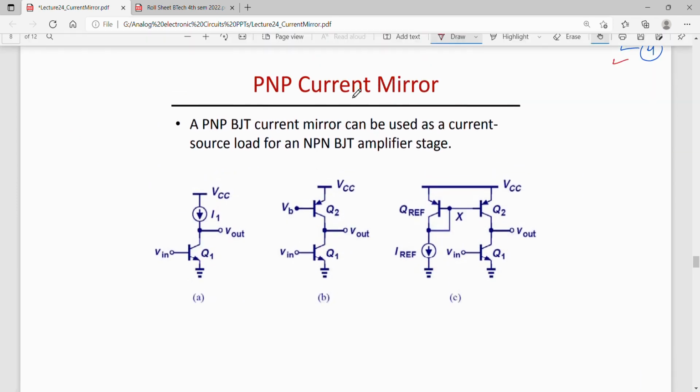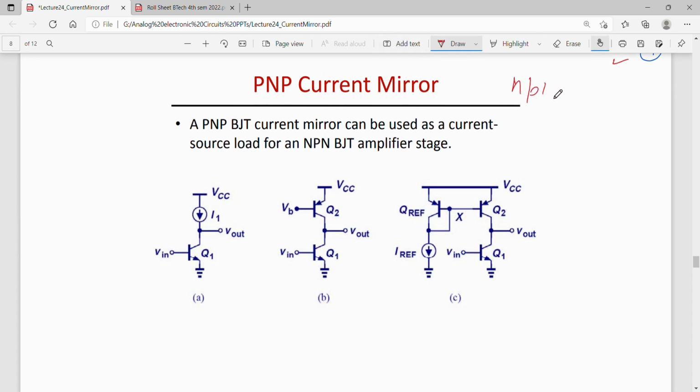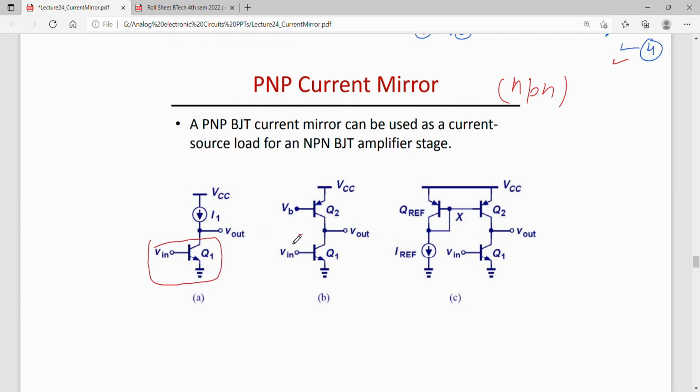Okay. So far we had seen NPN based current mirror. So similarly, PNP based current mirrors are also possible. In fact, in a common emitter configuration, for example, this or maybe this, we were using a current source, and then we said that instead of this current source, we can use a PNP BJT. So this PNP BJT acts as a current source or load to this Q1.